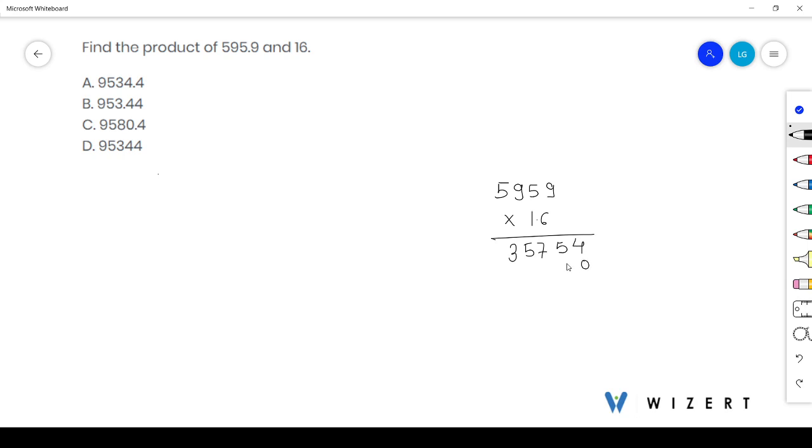And as any number multiplied with 1 is the number itself, so here it is 9595. Now add these two numbers.